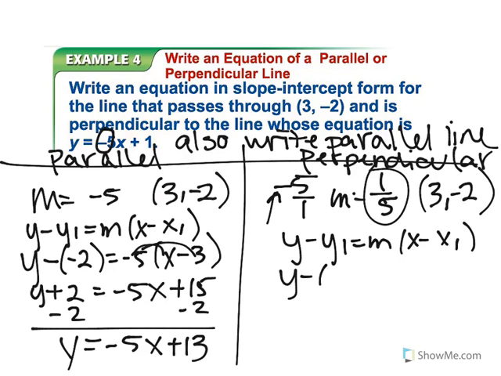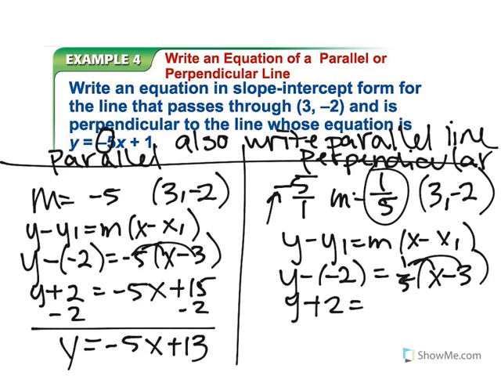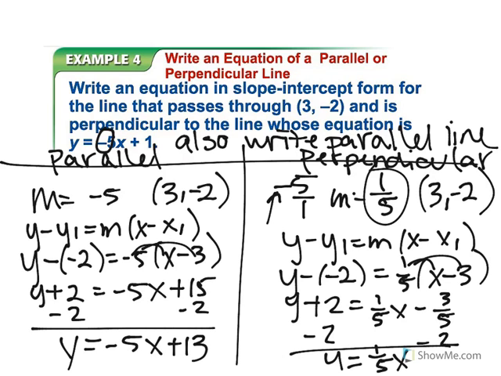So I get y minus -2 is equal to my slope, which is 1/5, times x minus 3. Now I'm going to simplify and put it in slope-intercept form. This becomes y plus 2 is equal to, I'm going to distribute, I get 1/5 x minus 3/5, and I'm going to subtract 2 from both sides, and I get y equals 1/5 x minus 2 3/5.